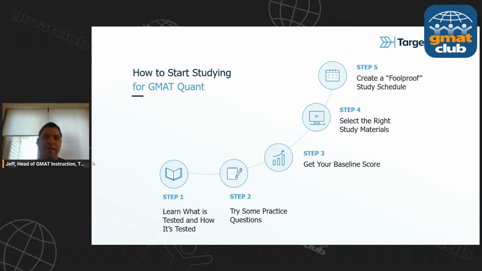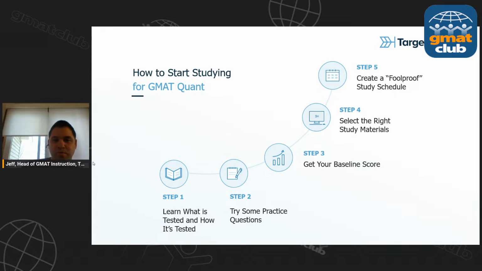So the first step is you need to understand the exam. You need to learn what's on the exam, hence learn what is tested and how it's tested, right? If you don't do that, or you don't know that, then it's going to be a struggle. So what does that mean? Well, learn about the different question types on the GMAT. Learn about data sufficiency. Learn about problem solving, which is regular multiple choice. Learn about sentence correction, critical reasoning, and reading comprehension, and then do some practice questions of those types, right?